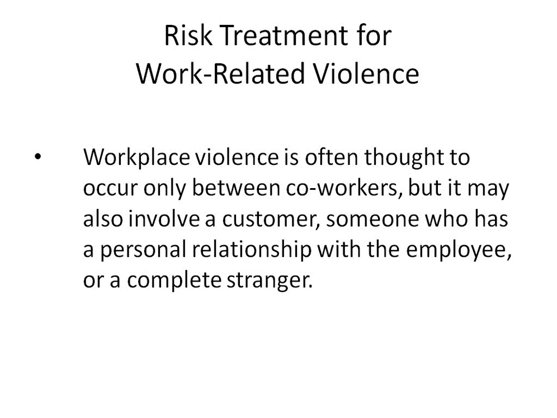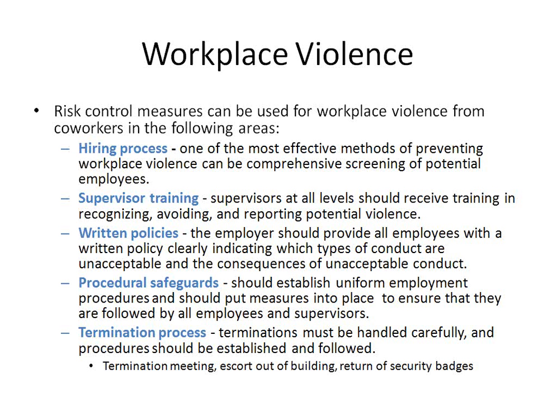Now, for risk treatment for work-related violence: workplace violence is often thought to occur only between coworkers, but as we know, it can be a customer, someone who has a personal relationship with an employee, or a complete stranger. When we look at the risk control measures, really the first part is the hiring process. It's one of the most effective methods of preventing workplace violence: comprehensive screening of potential employees, making sure they're compatible to work there. Make sure the supervisors are trained in recognizing, avoiding, and reporting potential violence.